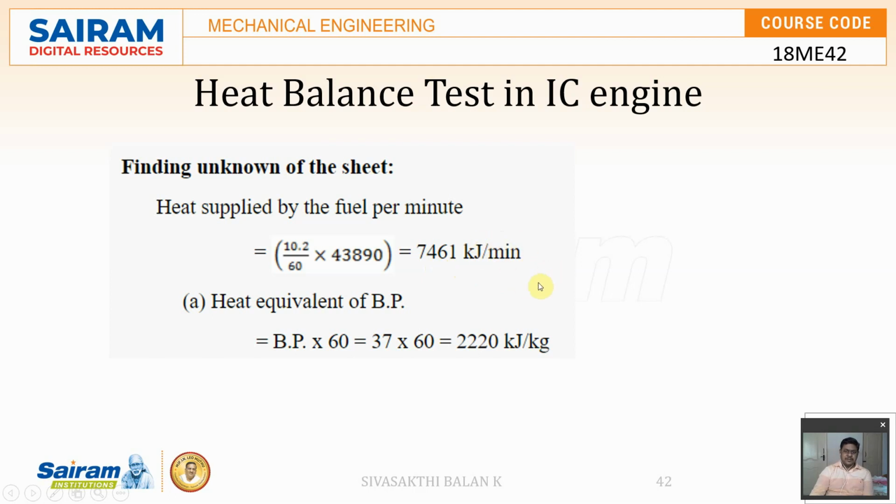Out of 100%, what fraction of the heat is used for various purposes when the engine undergoes the performance test? First, we will calculate the fraction of heat generated by the combustion that is usually converted into useful work output, that is the brake power. To do that, we need to multiply the given or calculated brake power by 60. We are multiplying by 60 because we are going to calculate on a per minute basis for the balance sheet. The value we get is 2220 kilojoules per minute.